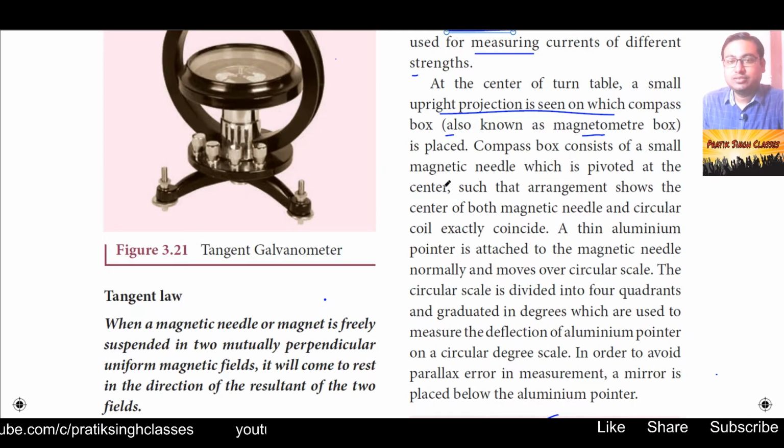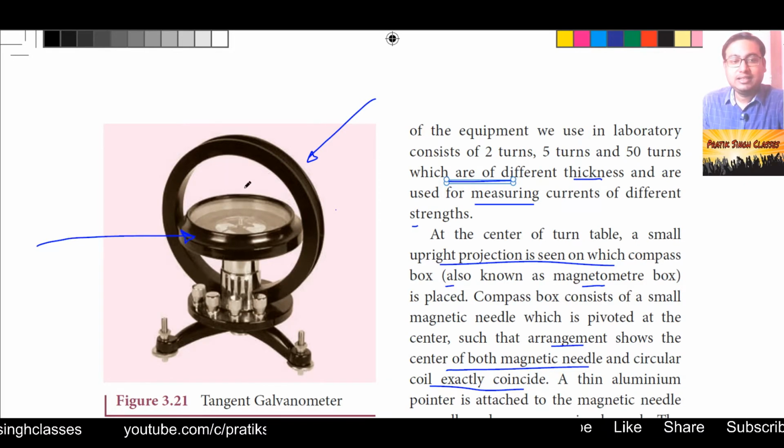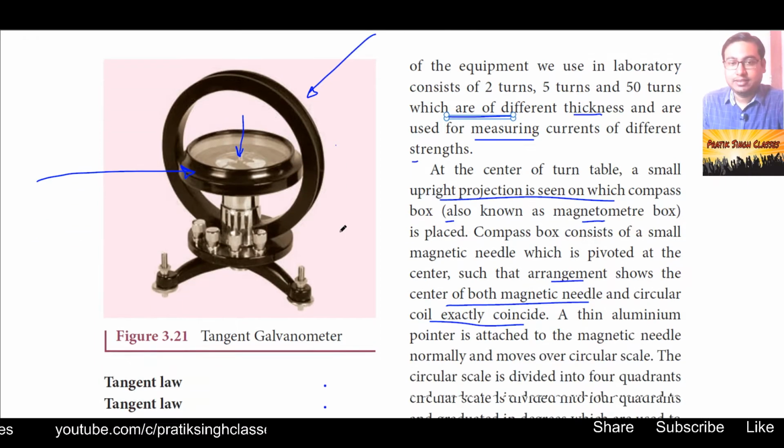The compass box consists of a small magnetic needle which is pivoted at the center such that the arrangement shows the center of both the magnetic needle and the circular coil exactly coincide. That means the center of this loop, which consists of coils, the center of this magnetometer, and the center of the bar magnet itself are coinciding with each other.